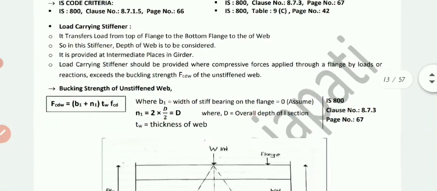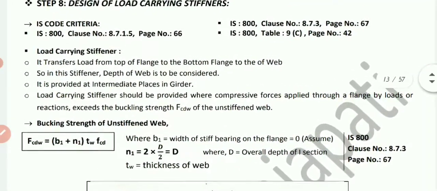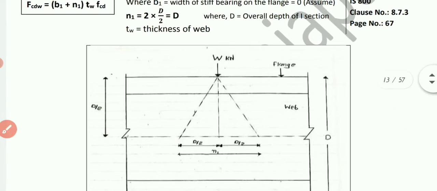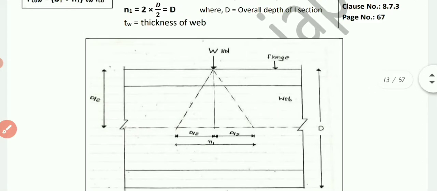See this one. So ultimately the formula of FCDW is B1 plus N1 whole multiplied by TW into FCD. Unknown parameters: B1, that is width of stiff bearing length on the flange, is always taken as 0. Then TW is the thickness of web. And talking about N1, they have told us that it is load dispersion through 45 degrees to the half of the depth of the cross section.